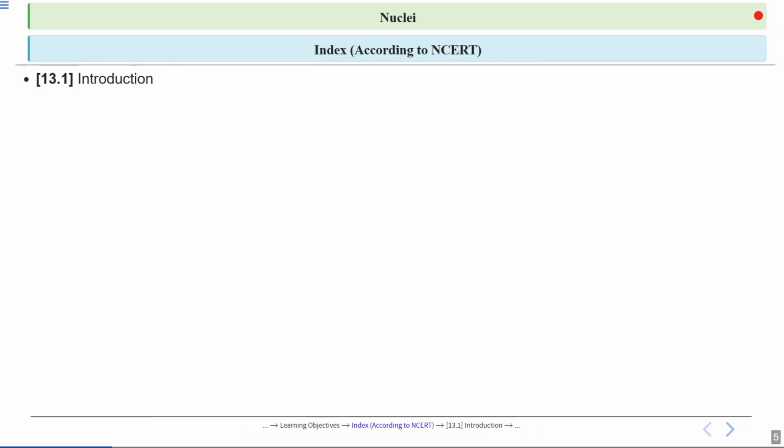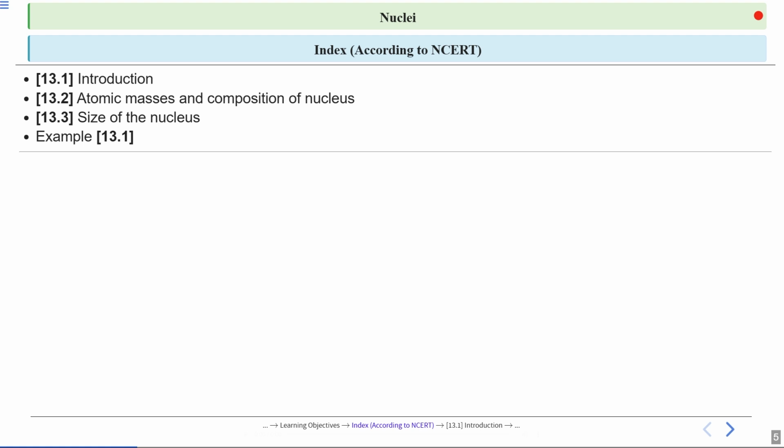Let's see the index of topics that we are going to discuss today. We will begin with a brief introduction to the topic. Let's see what specific areas we will cover in this chapter. Next, we will cover NCERT section 13.2, that is atomic masses and composition of the nucleus. And after that, we will discuss NCERT section 13.3, that is size of the nucleus. And at last, we will look at example 13.1 to see how these ideas work in practice.